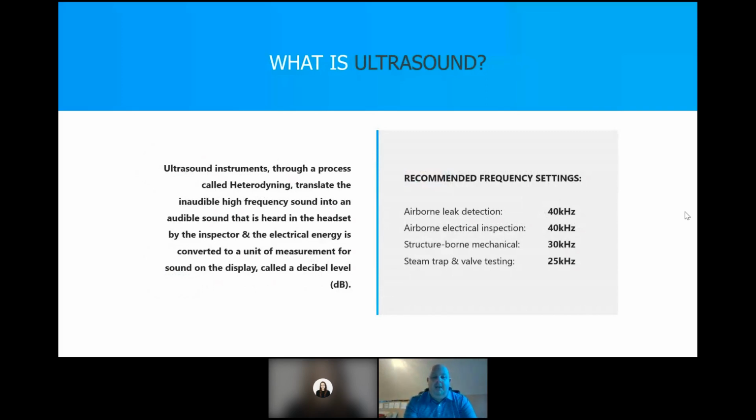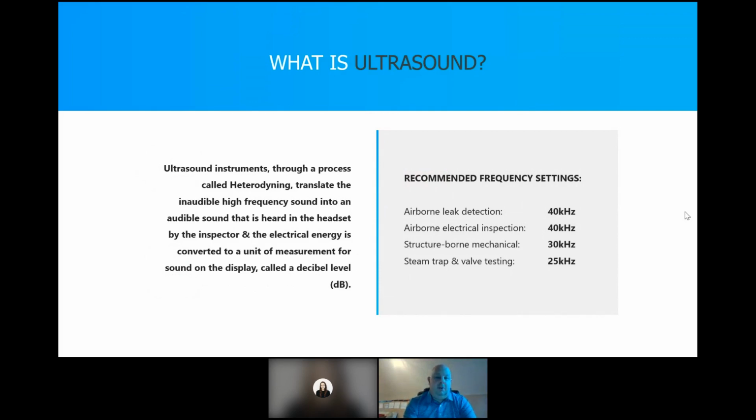So in most cases, we don't have to be too concerned about ambient or background noise because again, we're listening for sound that is above the range of normal human hearing. And then the instrument itself, through a process called heterodyning or translating, takes the high frequency that we can't hear and then translates it into an audible sound that we would hear in our headset.